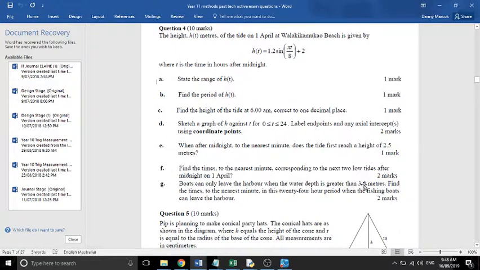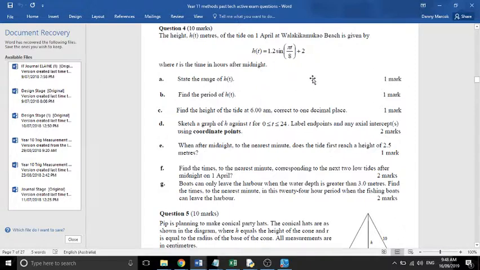Boats can only leave the harbour when it's greater than 3 meters. Find the times where they can leave in this 24-hour period. Okay, so given we've got all of this, we should be able to see the range and the period, and then a few other things we've got to work out. My advice would be to define this function and then work through it from there.